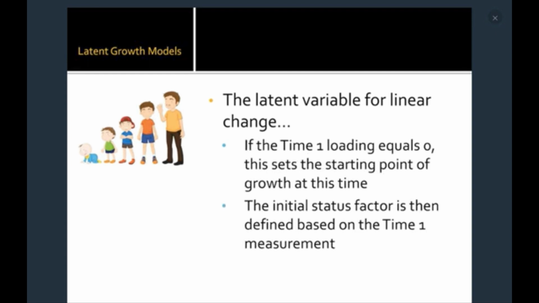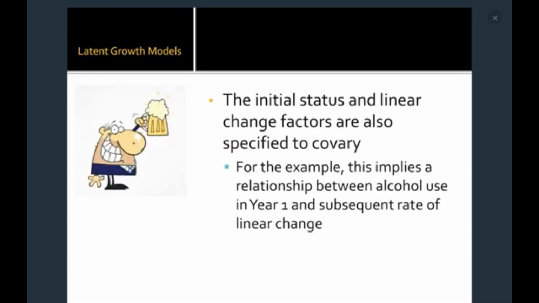Okay, so if the time 1 loading equals 0, this sets the starting point at 0. If the time 1 loading is 1, then it sets the starting point at 1. So the initial status factor is based on that time 1 measurement. That's sort of a formality or a finer point of this. As long as you have that linear change in there with the equal increments, then you're modeling this appropriately.